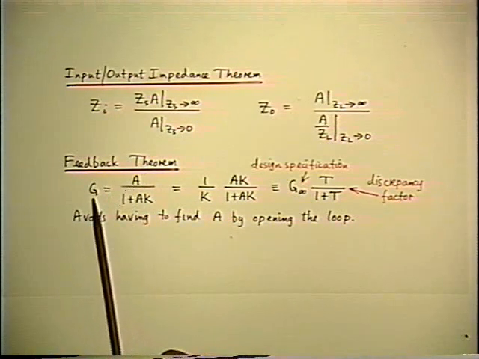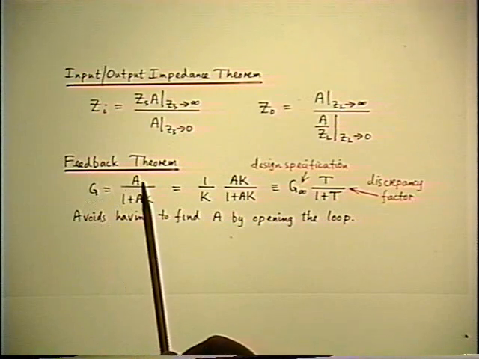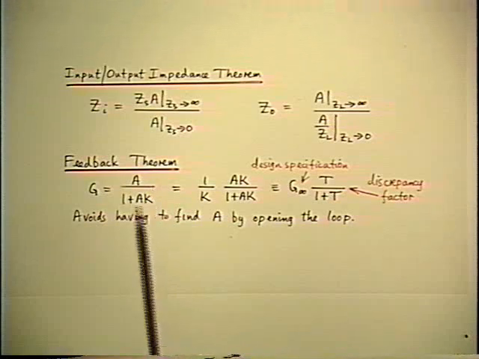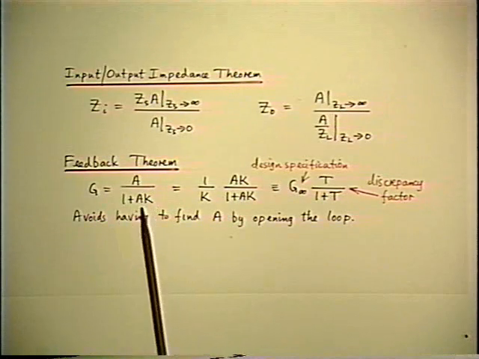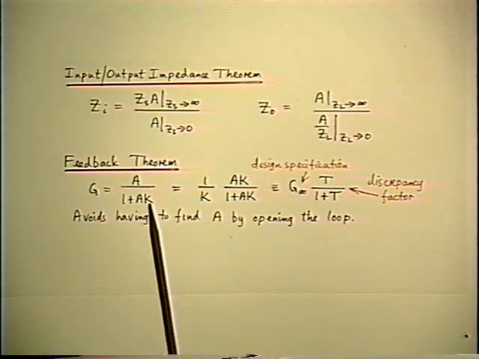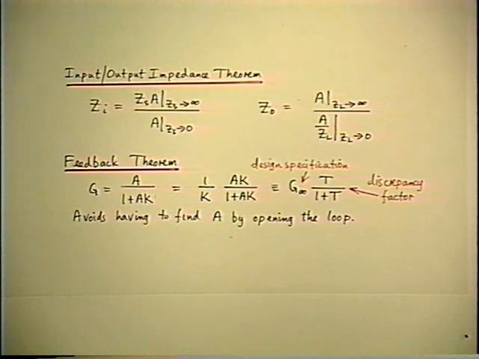What it says is the closed loop gain G of a single loop feedback system is equal to the open loop gain A divided by the feedback factor, where the feedback factor is 1 plus A times K, and A times K is the loop gain of the system, which has a symbol of its own, maybe the symbol T. That's the way we all learn it.